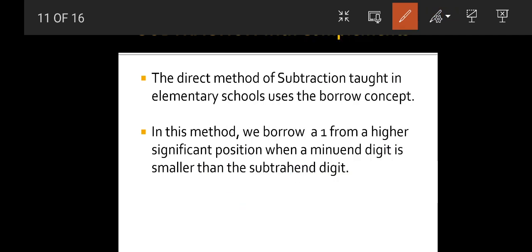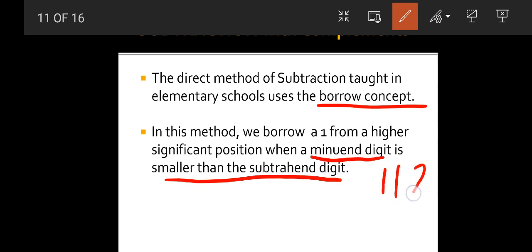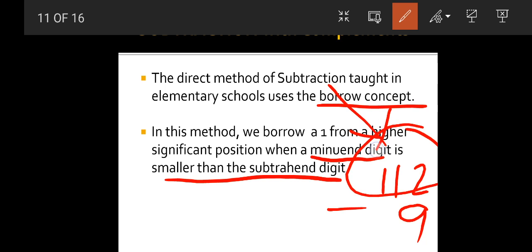The direct method of subtraction, which is taught in elementary school, uses a borrow concept. When can you say that you want to borrow a number in subtraction? If your minuend digit is smaller than your subtrahend digit. For example, you have 112 and it is subtracted by 9. Your 112 will serve as your minuend, and your 9 is your subtrahend.